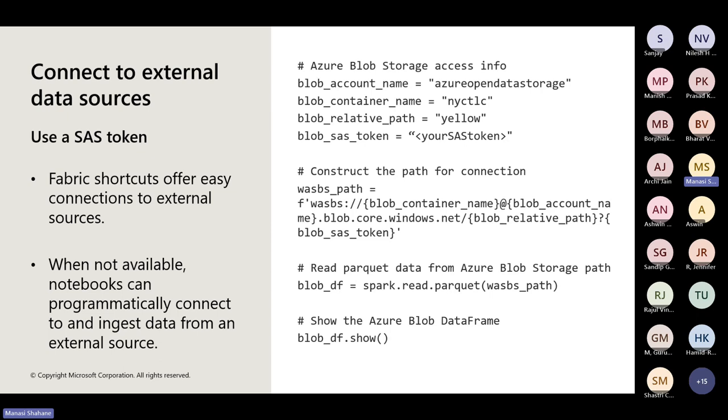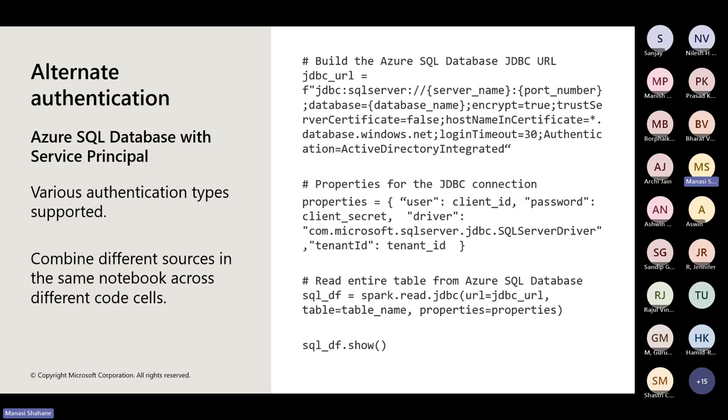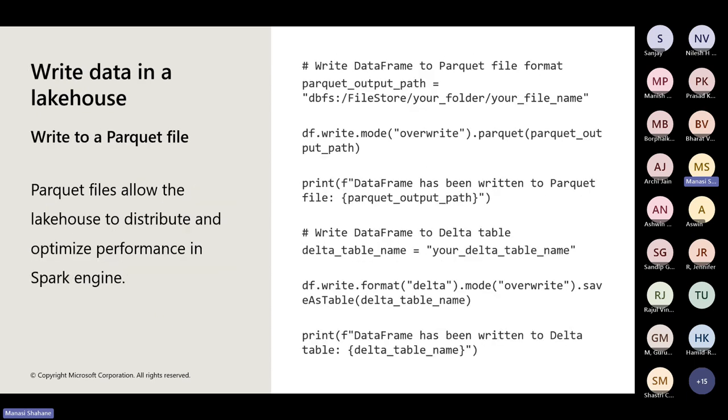So you can either connect to the blob storage, or you can connect to the database using something called a service principal. All that you can do, and you can directly ingest the data into the lakehouse without uploading, and without using the data pipeline or the data flow. So this is what is being talked about.